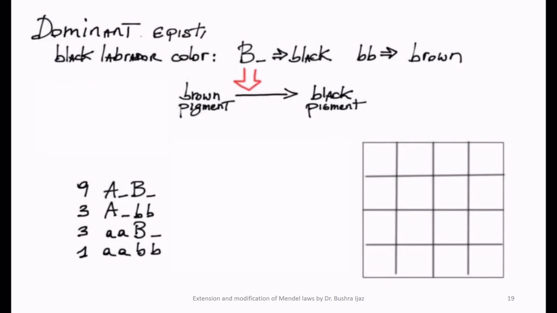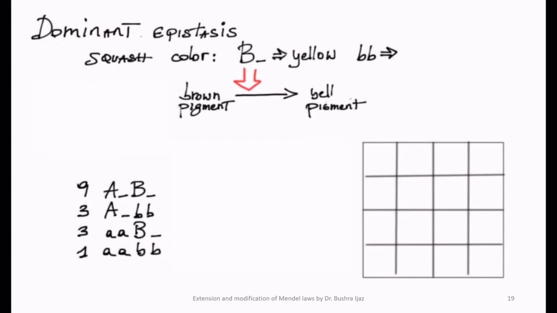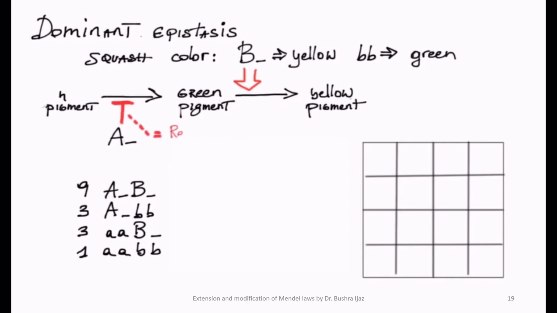Let's now consider dominant epistasis in squash. The setup is very similar to that of the black lab dog. The B gene encodes a protein that converts green pigment into yellow. The accumulation of pigment, however, is controlled by an epistatic gene called A. However, instead of promoting pigment accumulation, A is a repressor that blocks it. Pigment can only be formed in the absence of the big A allele, such as when the little a allele is homozygous. Let's look at the 4 phenotypic classes.